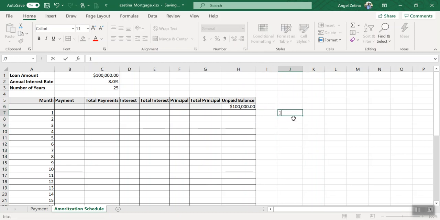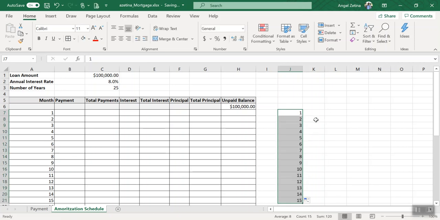So we enter 1 here, and then hold Control on your computer, and then drag down. Notice how it increases. So this is an alternative way of entering it, because the only thing that we want here is going from 1, 2, 3, but we don't want to enter it 1, 2, then 3, then 4, and so forth. Okay.